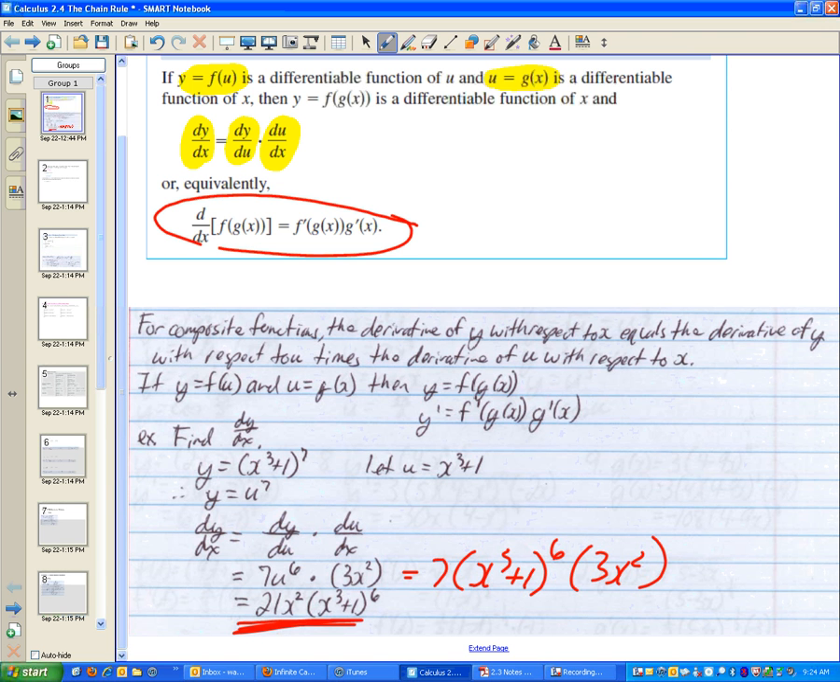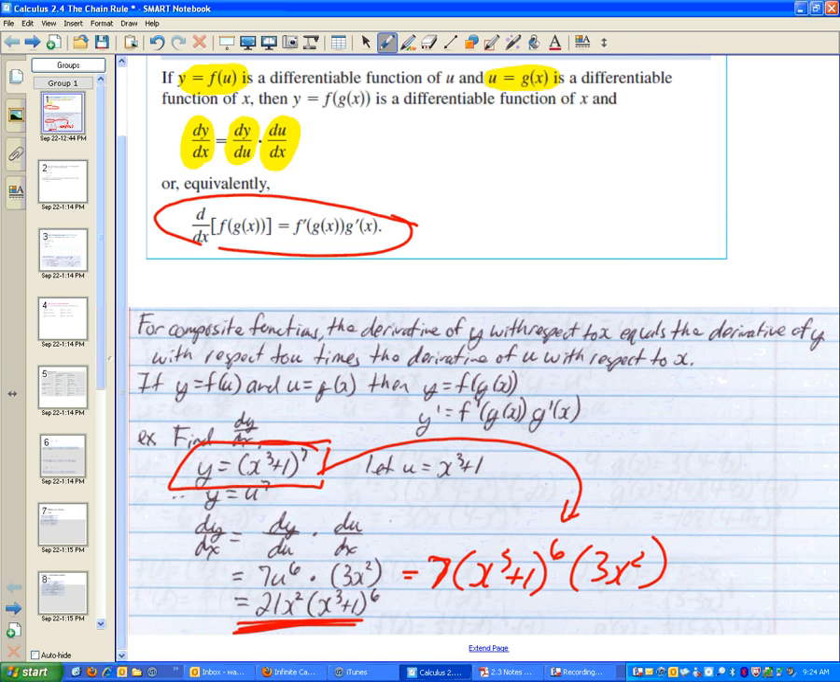Now, what I have written here in red, do you think with a little practice we could go right from that to that? Look at the pattern, okay? This is actually a really good example to see the pattern.